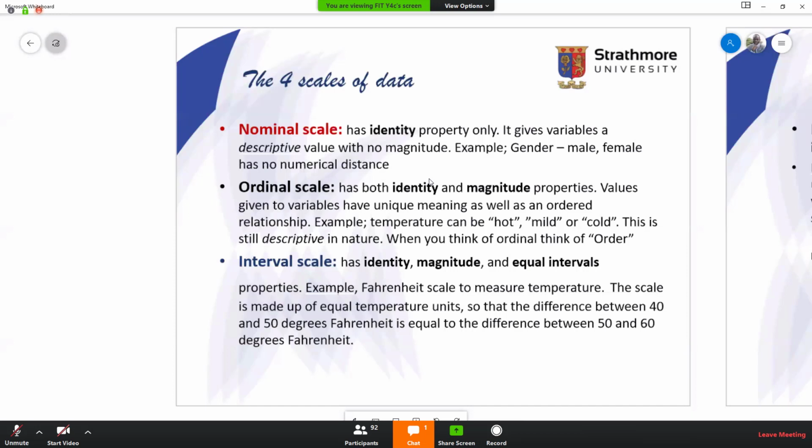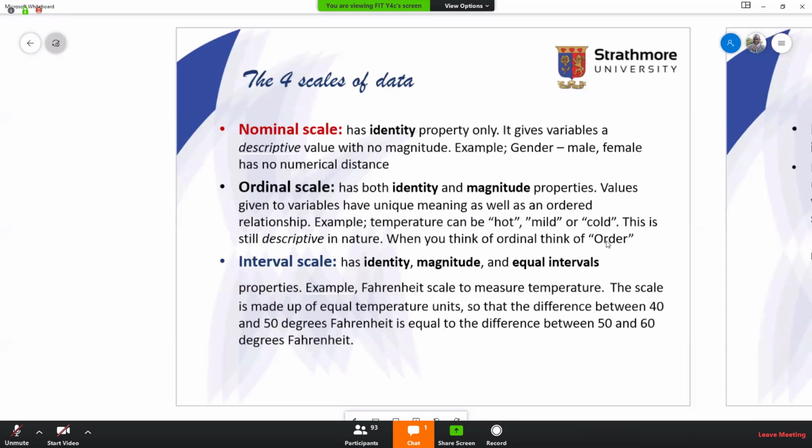Then number 2, there is what we call an ordinal scale. This has both identity and magnitude. The best way of thinking of an ordinal scale is that it gives orders. There's some order.